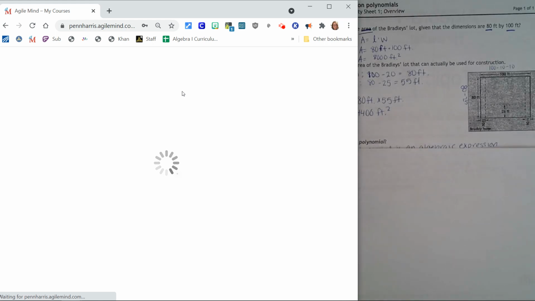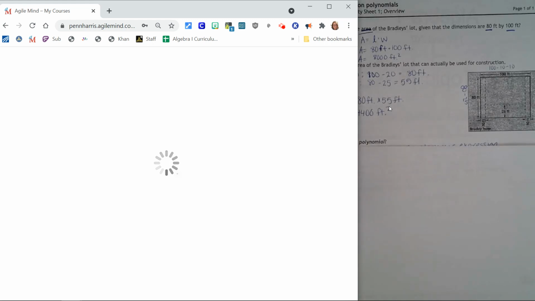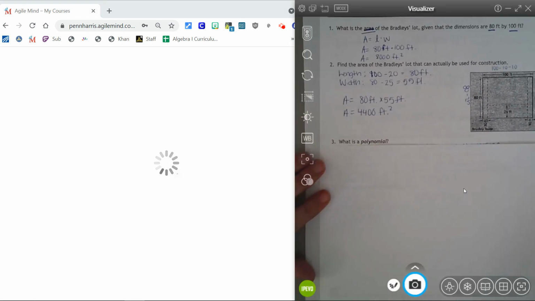Next thing, guys, that just gets us thinking about multiplying here. Now what we want to do is go through and introduce some of the terms for you. We're going to go ahead and skip that. The next question is, what is a polynomial?